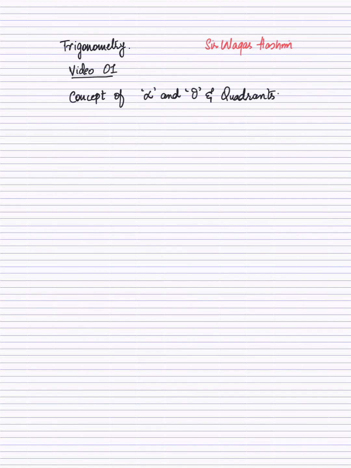Alright, in this video we are going to learn about the concepts of alpha, that is your base angle, theta and quadrants. So we will start with quadrants. In trigonometry there are four quadrants, with the numbering of 1, 2, 3, 4. Now these quadrants have a special property.